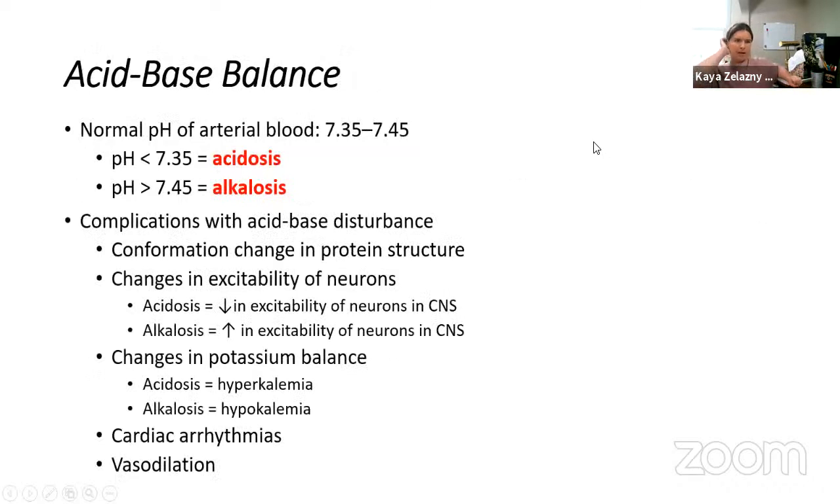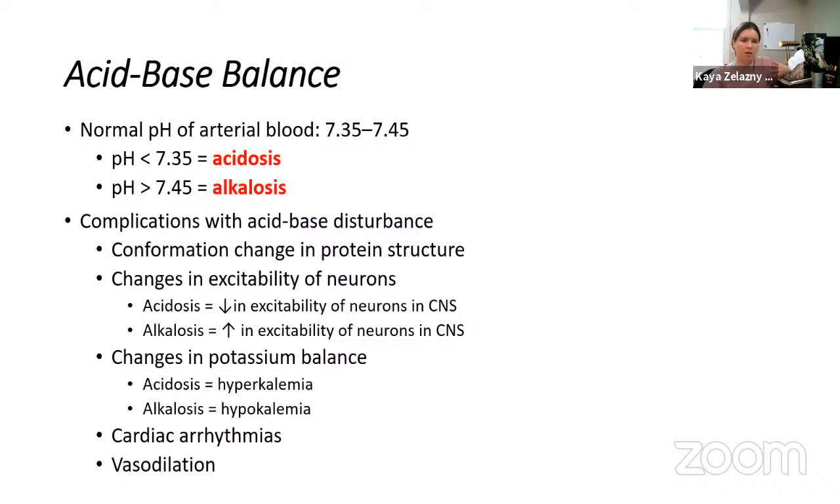So we're coming back to our acid-base balance here. We have our normal pH, 7.35 to 7.45. We now know these terms acidosis and alkalosis refer to a blood pH that is below 7.35 or above 7.45.